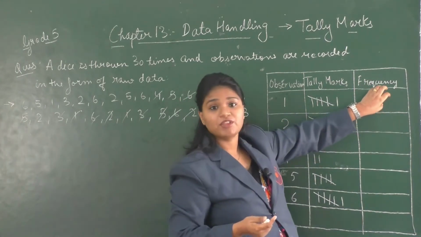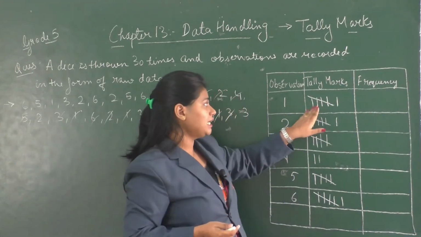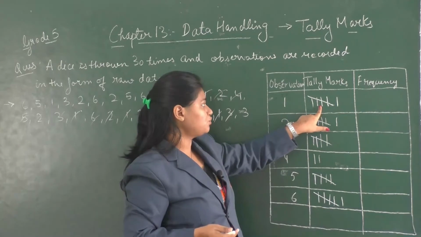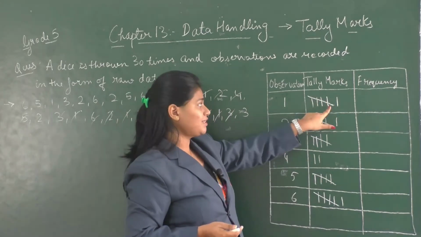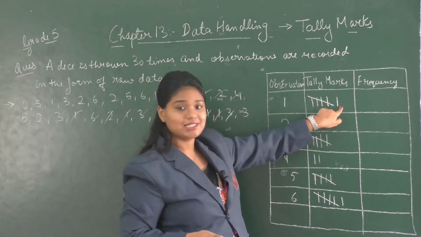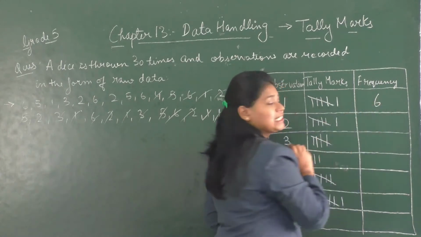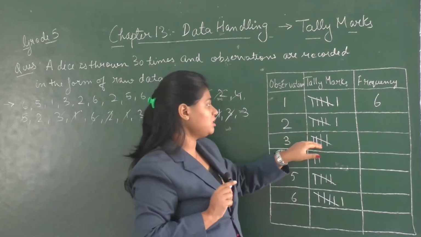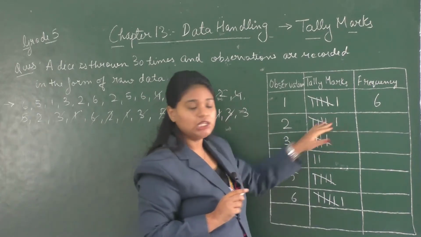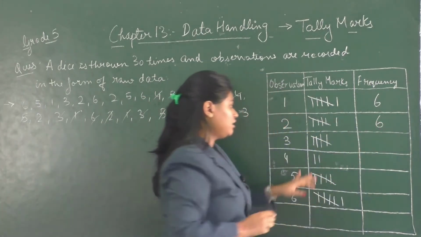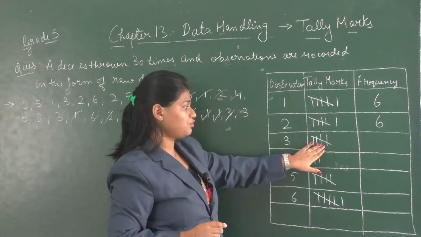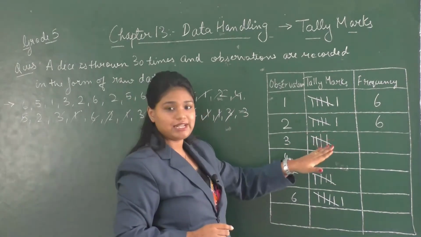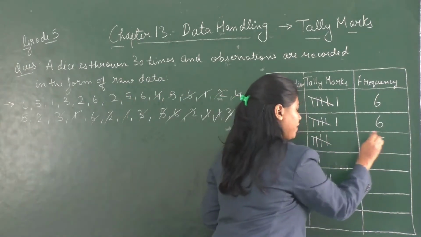Now after forming the tally marks, we will count the number of tally marks and put it against frequency. So here let's count. It is 1, 2, 3, 4. Fifth is the diagonal one and plus 1, 6. So here I will write 6. Similarly for the second observation, it will be 5 plus 1, 6. For 3 it is 1, 2, 3, 4 and the fifth, that is the diagonal one, 5.